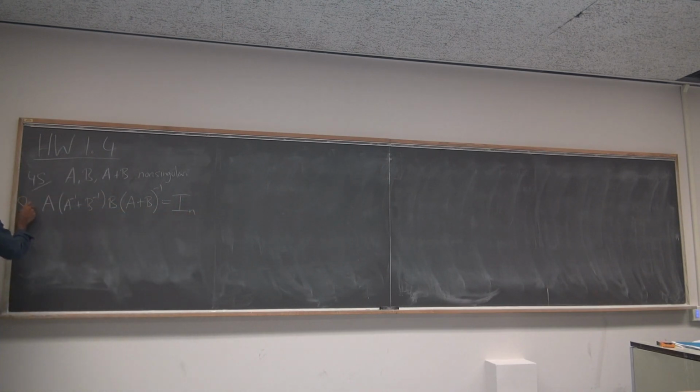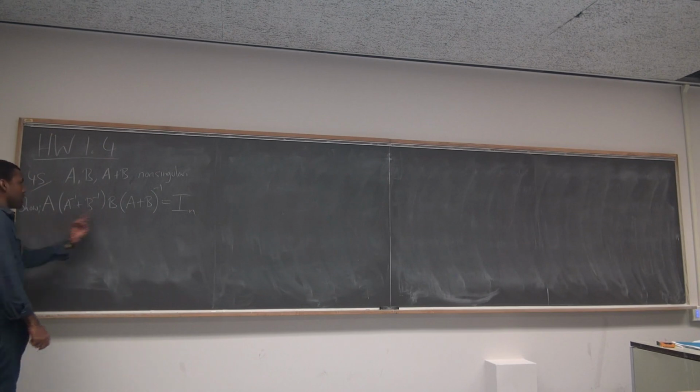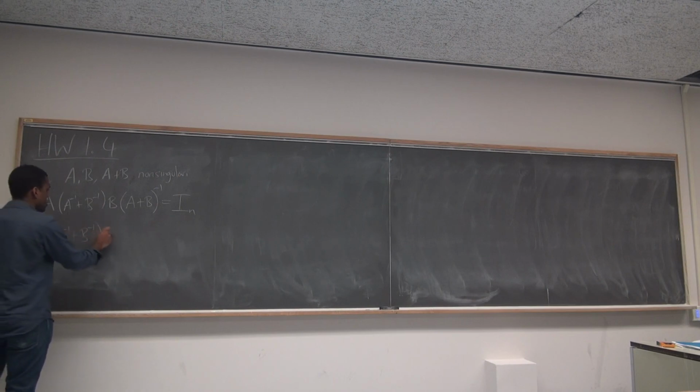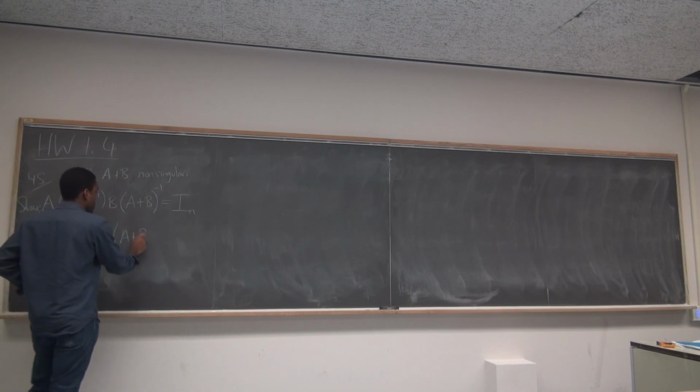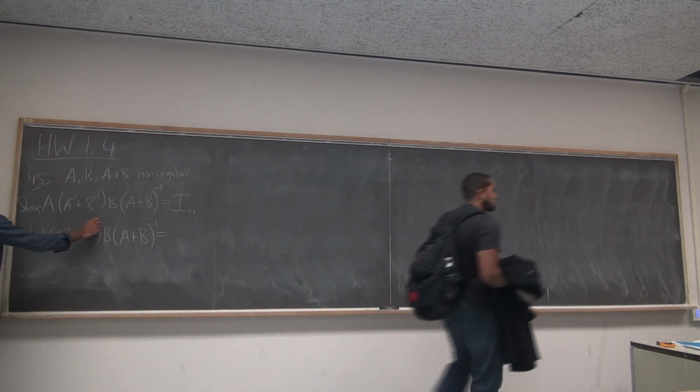Okay, so we want to show this. Usually when you want to prove something like this, I'd start with the more complicated side. So let's start here: A times (A inverse plus B inverse) times B times (A plus B) inverse. Let's start simplifying this by distributing the A.